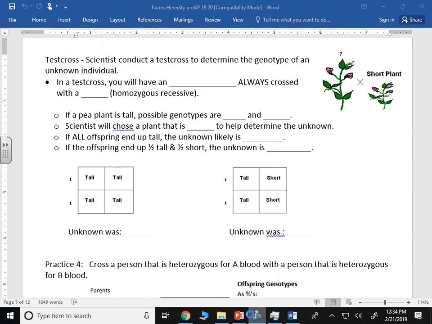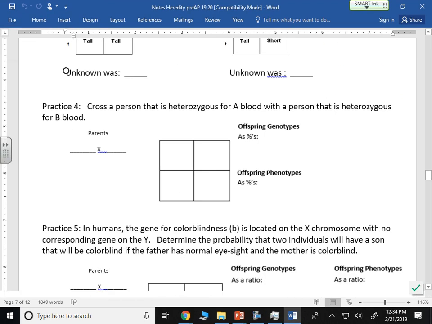To start on this page, we're going to go to the middle to practice 4 here and do a Punnett square related to blood types. Remember, with the blood types, we have A and B and O. A and B are codominant, and O is recessive to both A and B. If it says that we have a cross between a person that's heterozygous for A blood, what that means is that they have a code for A, and in the textbook you're going to see them write the code for A like that, stands for immunoglobulin A, and then they have a code for O.